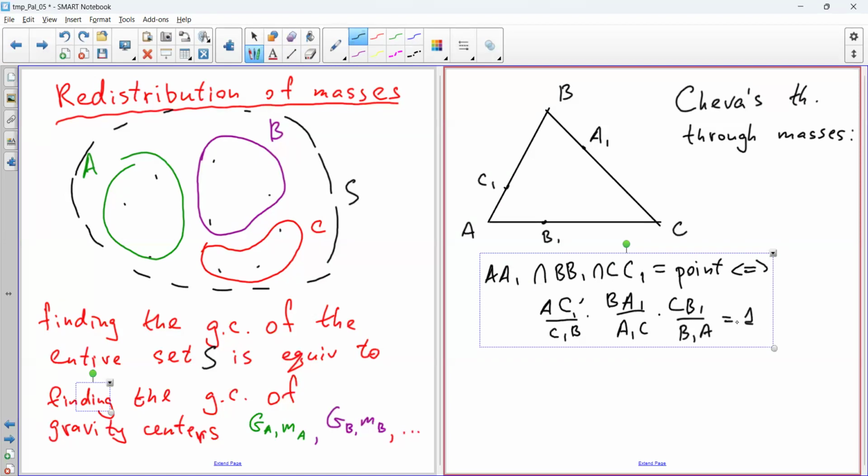Everyone knows and remembers Ceva's theorem, is that right? If you don't remember that, if you didn't remember that before I mentioned it, please let me know with a message. I definitely need to know that, because there is probably a class of related problems which I should direct you to. So, recalling the classical Ceva's theorem, we have this.